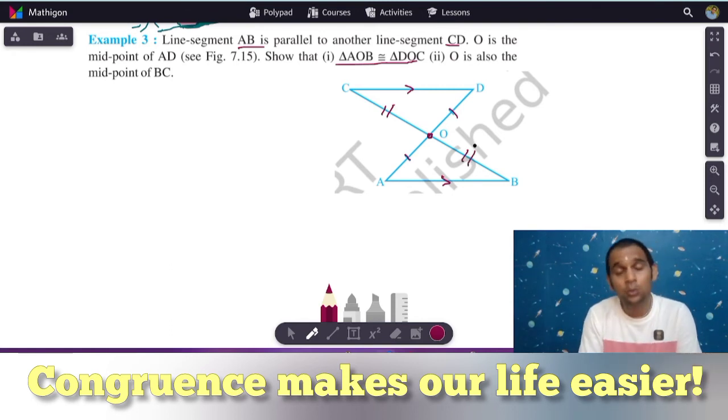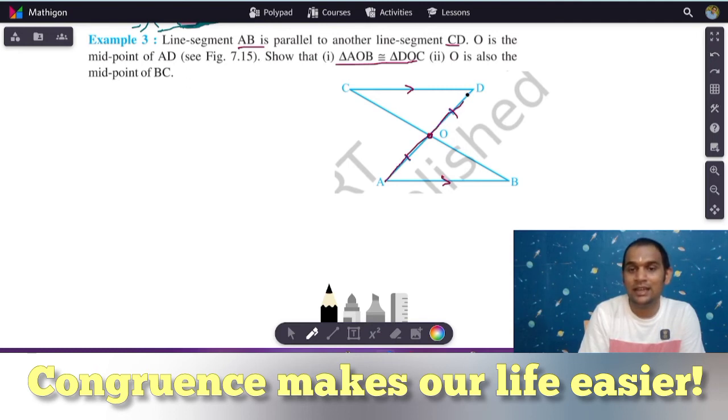To show that, if we have proven that they are congruent by CPCT, we can easily say that the two sides are congruent. Perfect. Now, since AB is given to be parallel to CD, if I take AD as the transversal, what can you say about angle CDO and OAB? They are equal because they are alternate interior angles. So I'll name it as angle A and angle A.